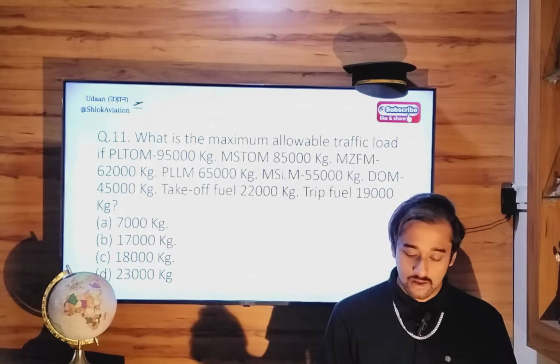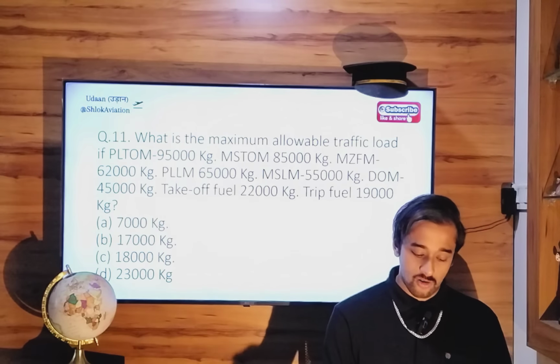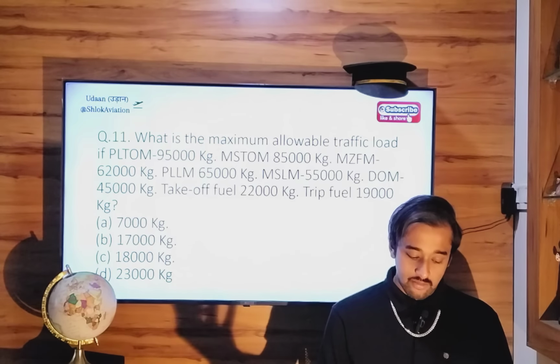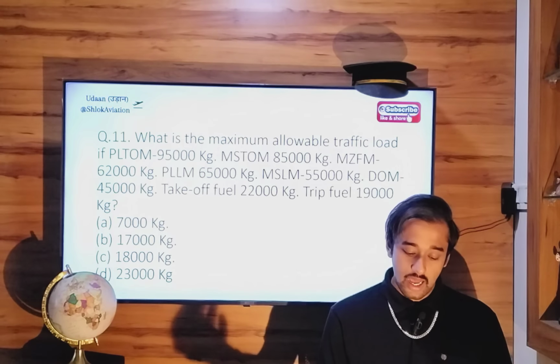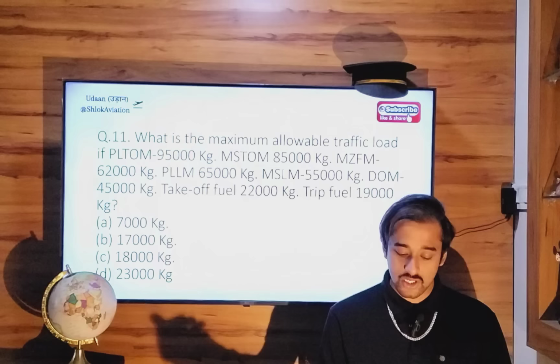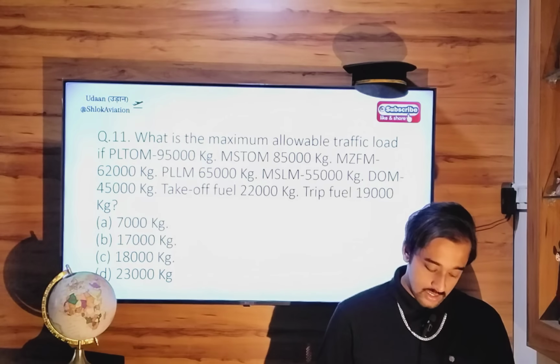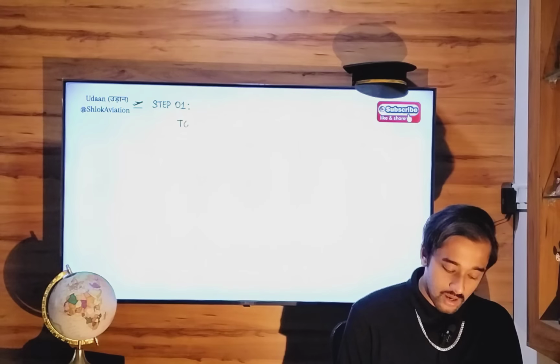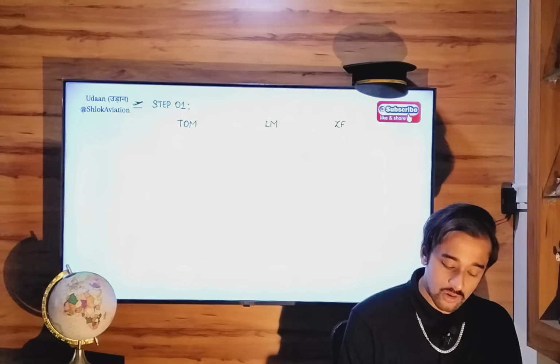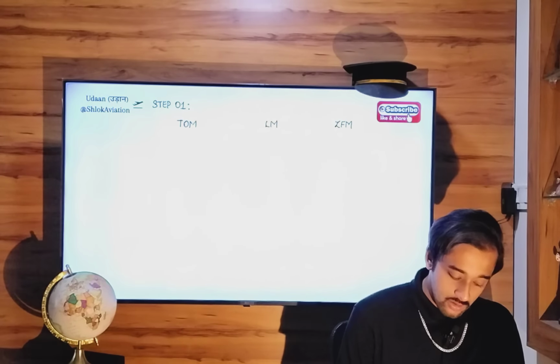What is the maximum traffic load if performance takeoff mass, structural takeoff mass, performance landing mass, maximum structural landing mass, and zero fuel mass, takeoff fuel, trip fuel, DOM are given to you? So simple. Start with your step number one. Step number one is make three columns, one for takeoff mass, the second for landing mass, and the third for zero fuel mass.